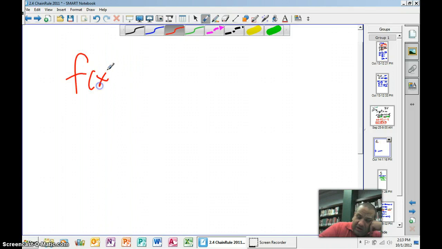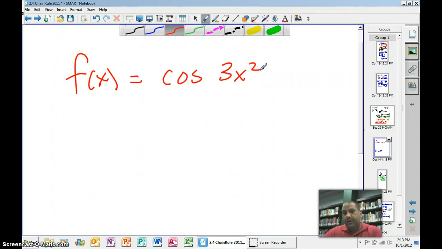F of x equals cosine of 3x squared. I'm looking at my trig function notes. So here, I'm going to let this whole thing be the u. So u is equal to 3x squared. So du is 6x. Nice.